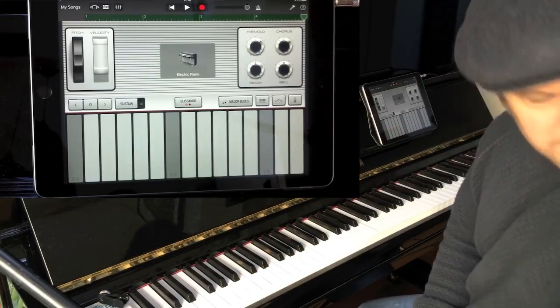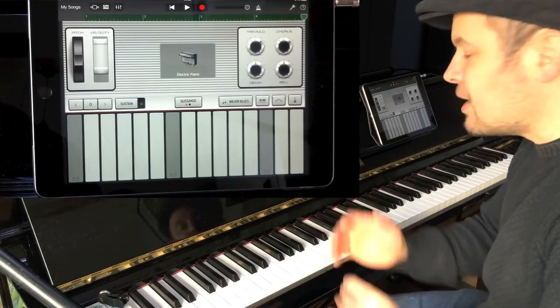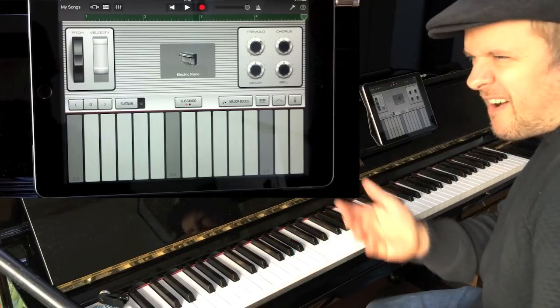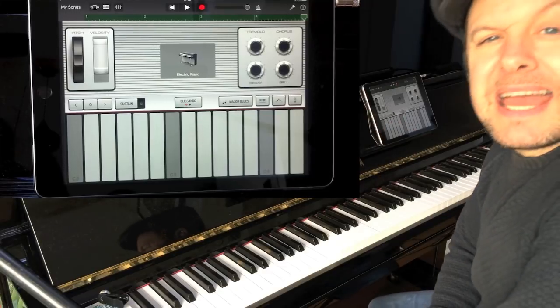Can't actually hear what I'm doing. Just tapping randomly on the iPad, but perhaps that's the point. You can tap something in and then go, oh yeah, I like that, or I'm not so sure about that. Everything can be edited afterwards.